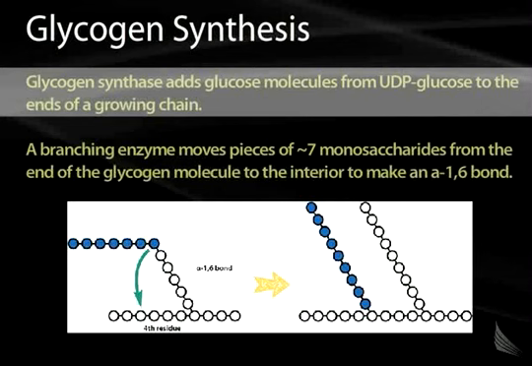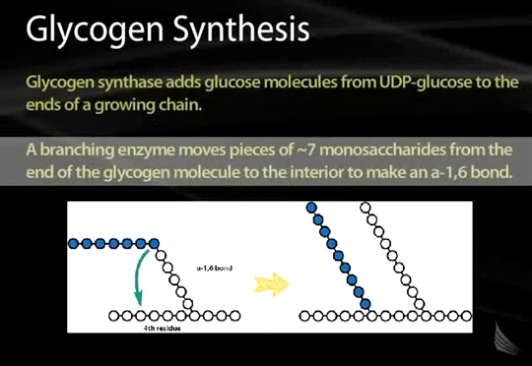Now, the way that glycogen is synthesized is that there's an enzyme called glycogen synthase. And this takes glucose molecules from UDP glucose and adds them successively to the end of a growing chain. Once that chain reaches 7 molecules of glucose long, there's an enzyme called the branching enzyme. And this moves pieces of about 7 monosaccharides from the end of a glycogen molecule to the interior of the molecule to make another alpha-1,6 bond, as shown in this schematic diagram.